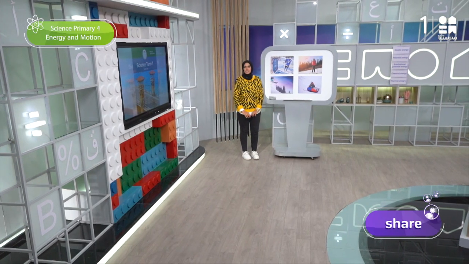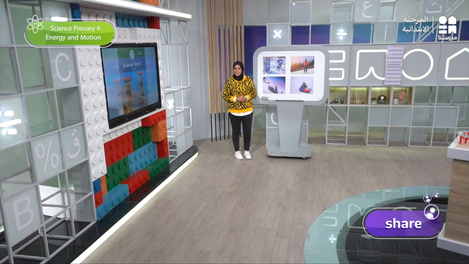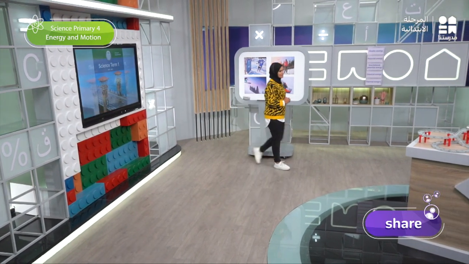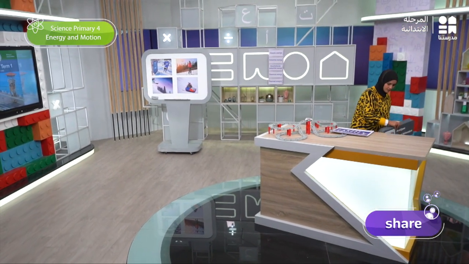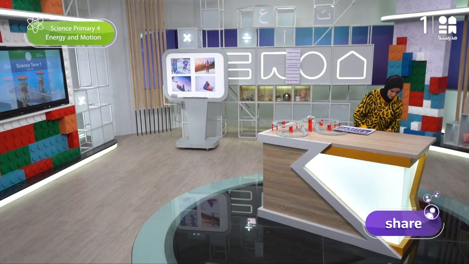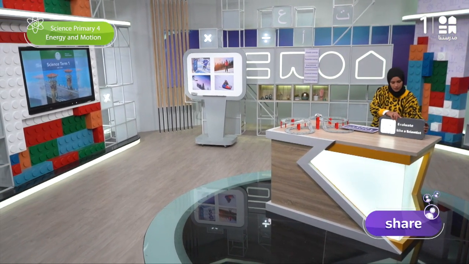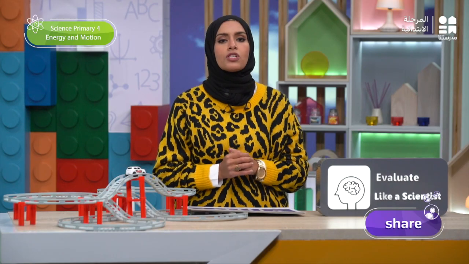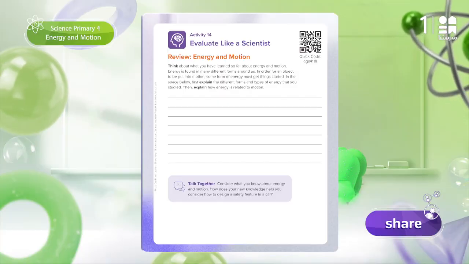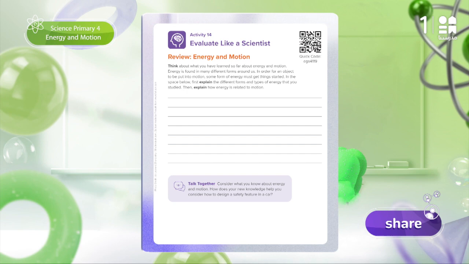The last activity in today's lesson is activity number 14. Let's do it together. Activity number 14, evaluate like a scientist. In this activity, we will write a summary about the most important points we knew about the energy and motion concept. On page 185, you will write the different forms of energy you knew, their types, and how the energy concept is related to motion.